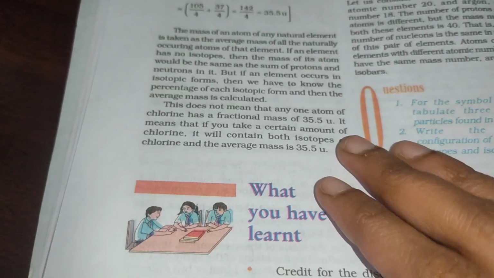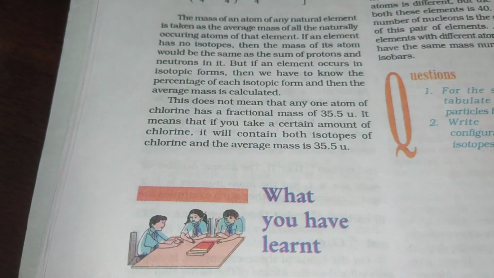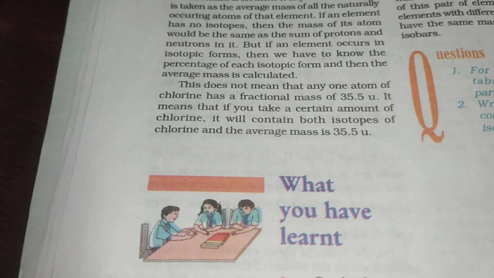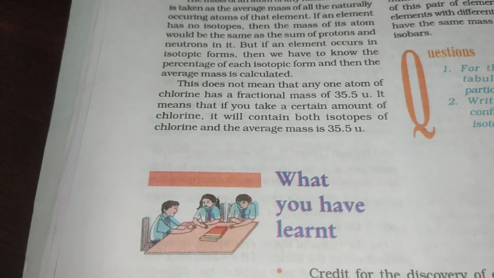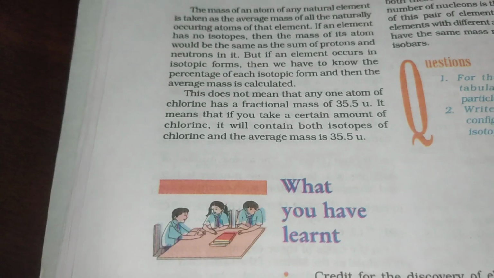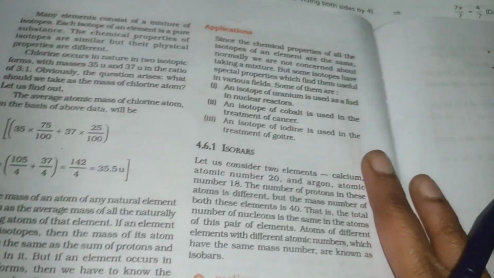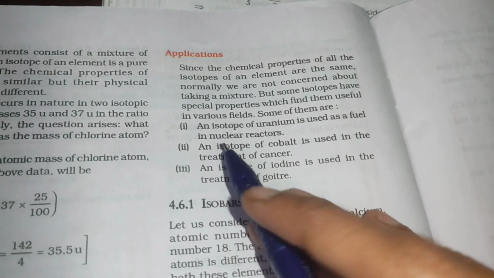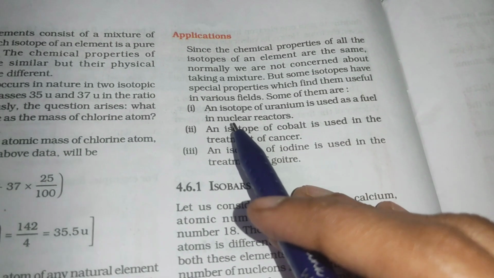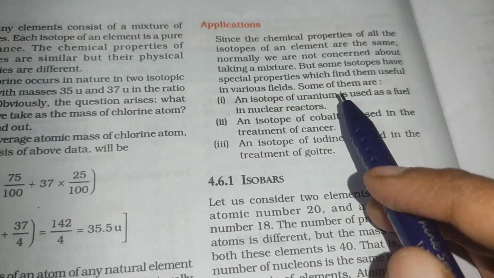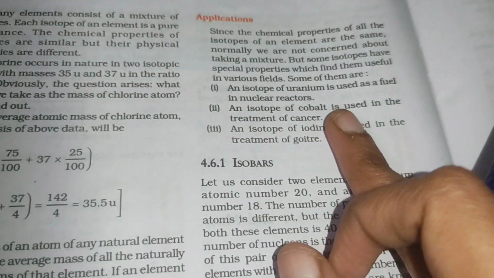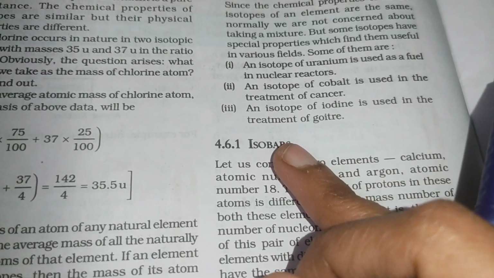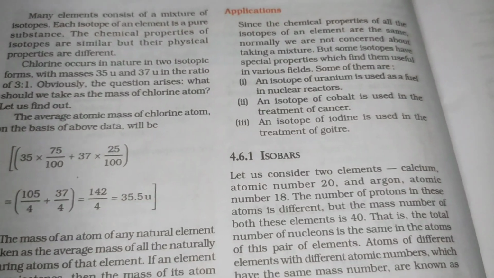This does not mean that any one atom of chlorine has a fractional mass. We are calculating the average mass, which we got in decimal points. That means it does not have a fractional mass; for our convenience we are taking it as an average mass. So that is about isotopes, and now we'll see applications. These isotopes have so many applications. They have special properties used in various fields. An isotope of uranium is used as fuel in nuclear reactors, an isotope of cobalt is used in the treatment of cancer, and iodine is used in the treatment of goiter.